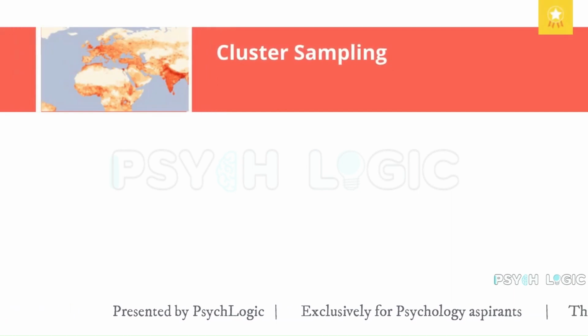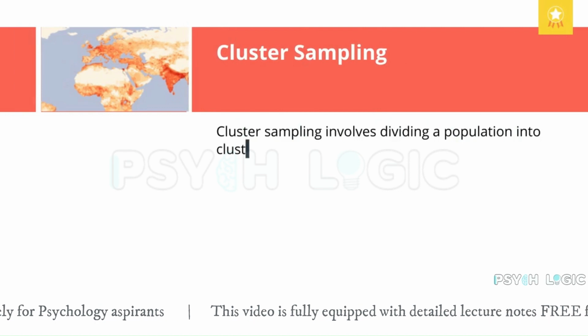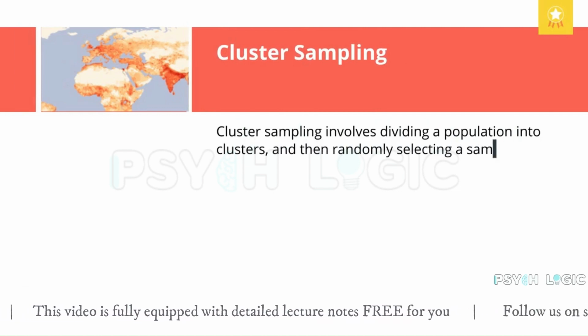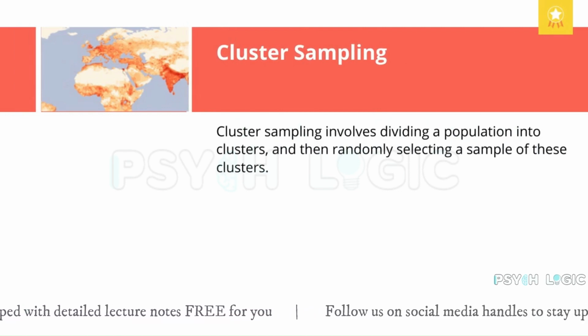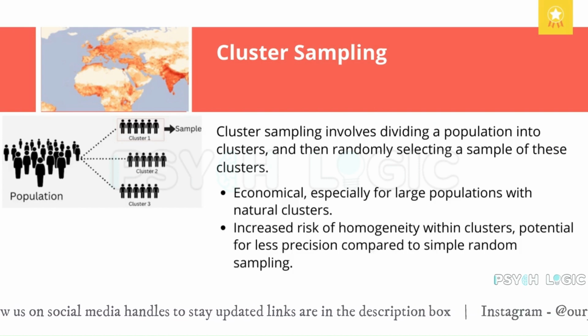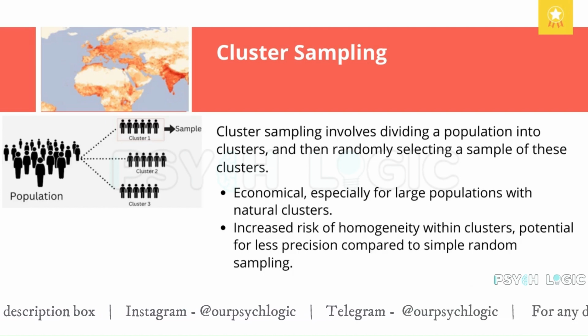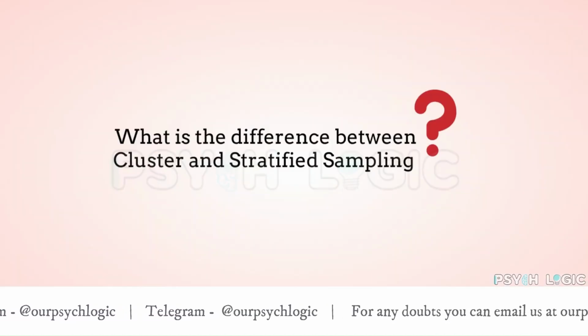Now coming up with cluster sampling. Cluster sampling involves dividing a population into clusters and then randomly selecting a sample of these clusters. मतलब हमारे पास एक population है, हमने उसको various clusters पे divide कर लिया और फिर उस clusters को हमने randomly select कर लिया. तो students को usually एक कॉमन सा डाउट आता है इस केस में कि स्ट्रेटिफाइड सैम्पलिंग और क्लस्टर सैम्पलिंग में डिफरेंस क्या है?